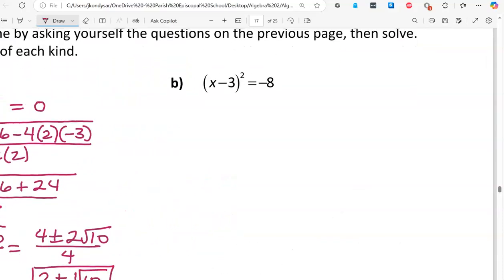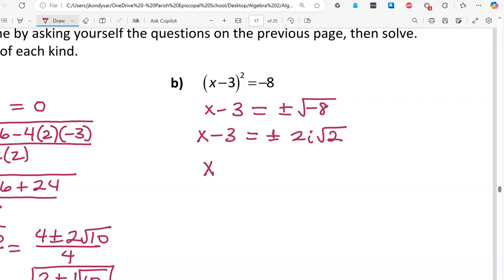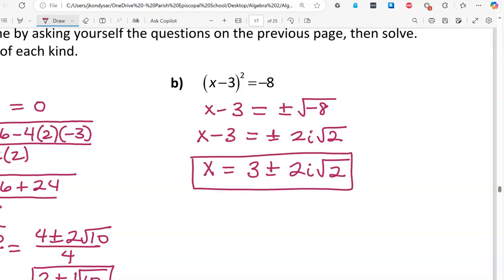All right, b. This is in the form something squared equals a number, so square root property is going to be our easiest solution method. I'm going to take a square root on both sides or undo the square, so x minus 3 must be plus or minus the square root of -8. The square root of -8 simplifies to 2i times the square root of 2, and so if we simply add 3 to both sides, we get a solution that looks like 3 plus or minus 2i times the square root of 2. Or two solutions rather, 3 plus 2i times the square root of 2 and 3 minus 2i times the square root of 2.